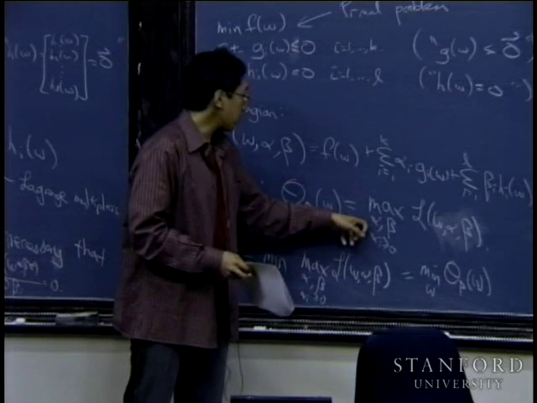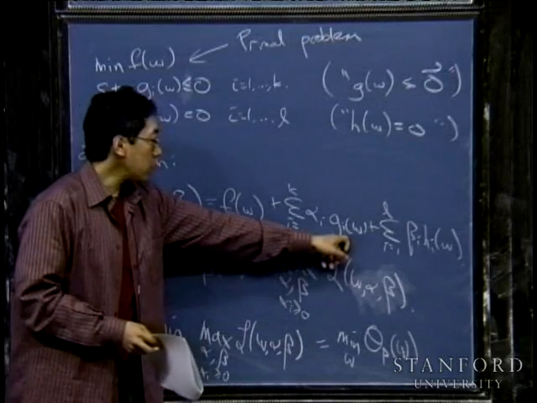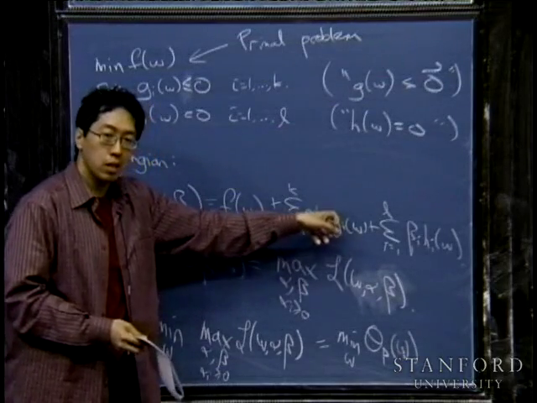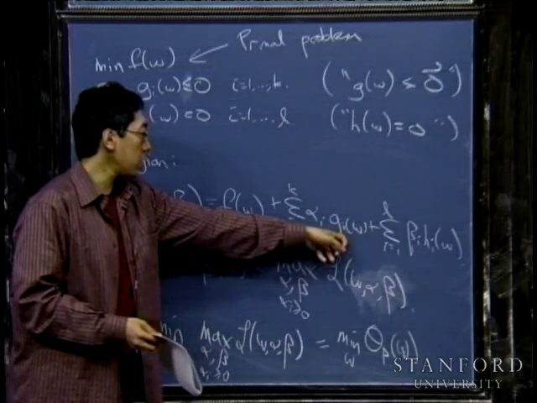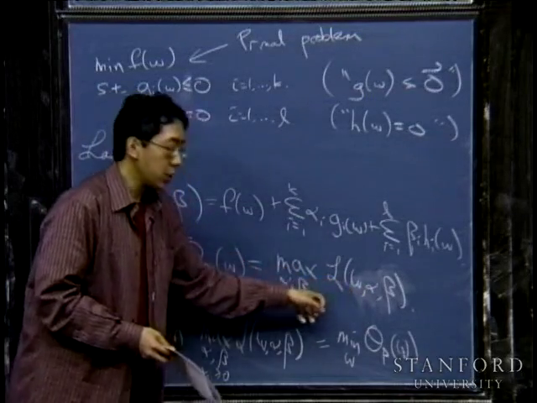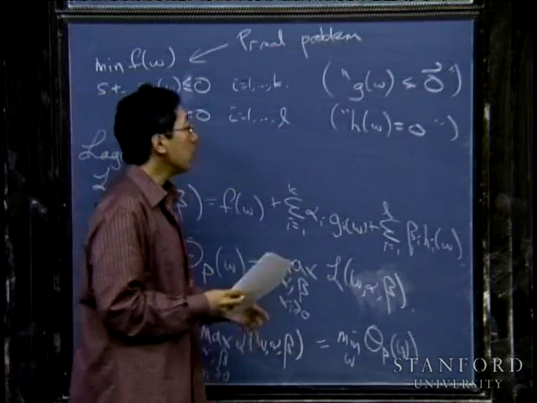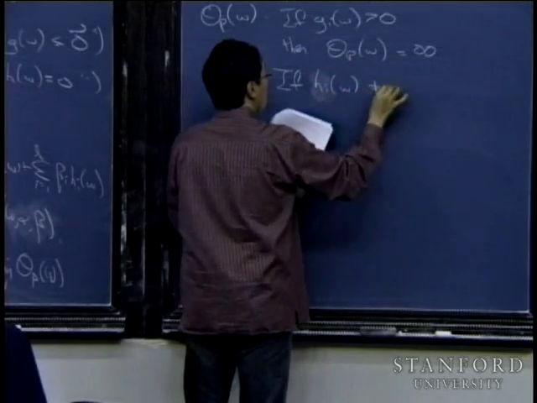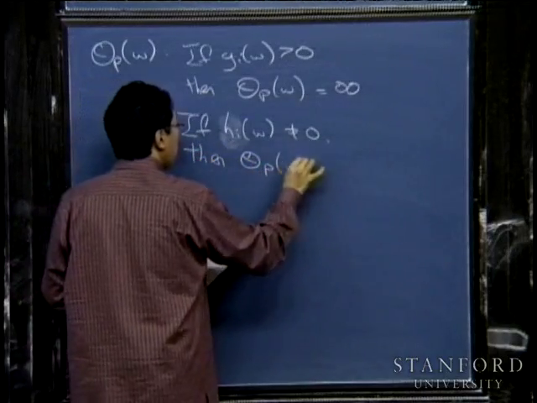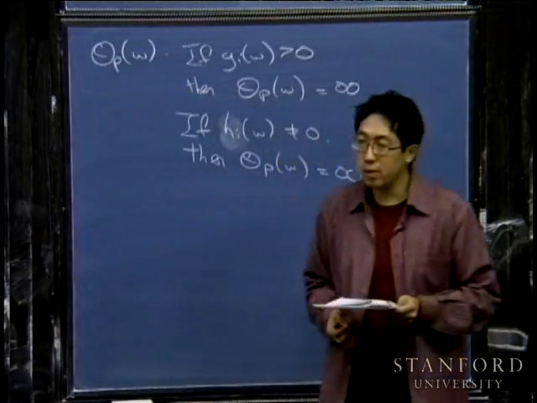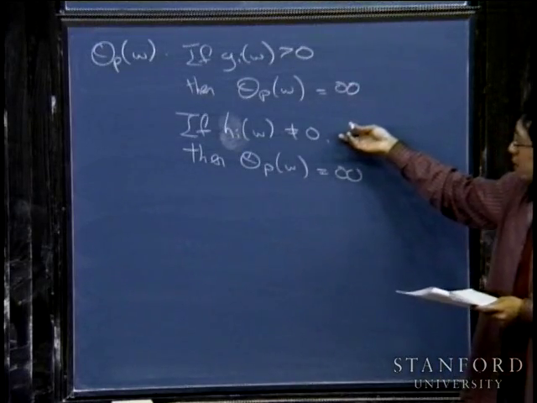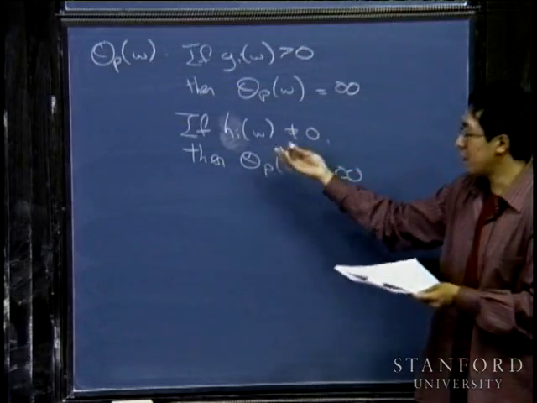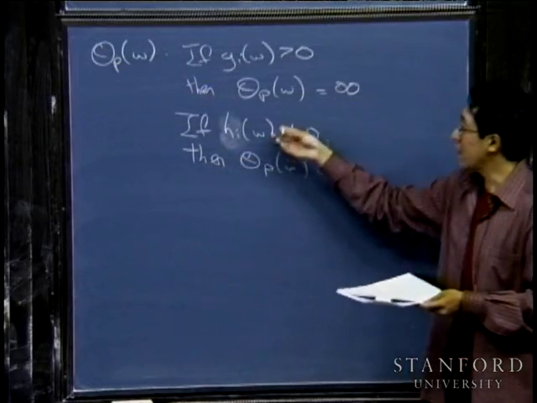Then theta_P is the Lagrangian maximized as a function of alpha and beta. So if one of these g_i of w's is positive, then by setting the corresponding alpha_i to plus infinity, I can make this arbitrarily large. And so if w violates one of my primal problem's constraints, one of the g_i's, then the max over alpha of this Lagrangian will be plus infinity. And in a similar way, if h_i of w is not equal to 0, then theta_P of w will also be infinity for a very similar reason, because if h_i of w is not equal to 0 for some value of i, then in my Lagrangian I had a beta_i times h_i term. By setting beta_i to be plus infinity or minus infinity, depending on the sign of h_i, I can make this plus infinity as well.